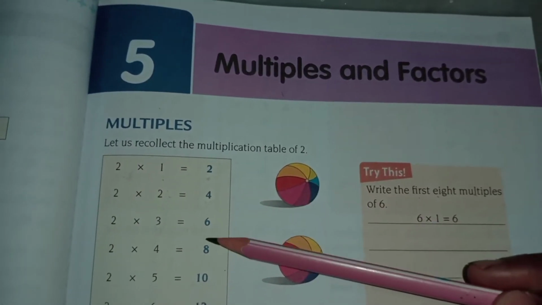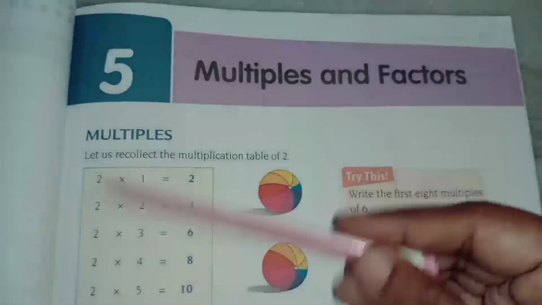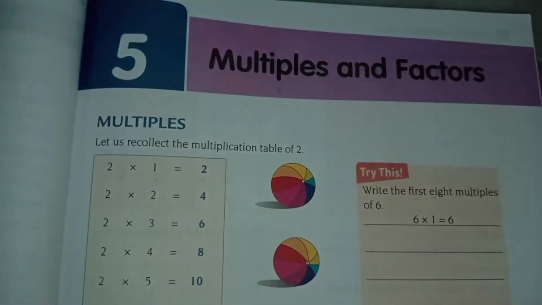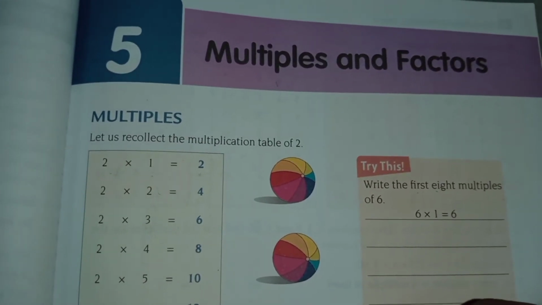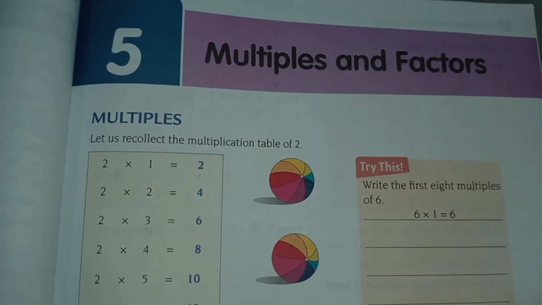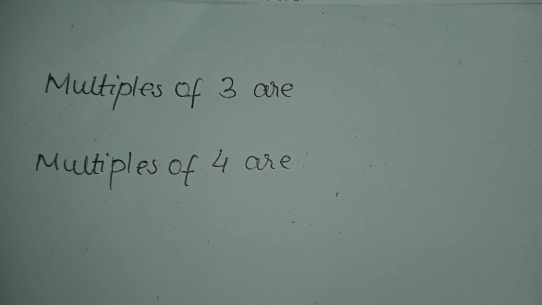So this 2 4 6 8, what are these? These are the multiples of 2. Okay, these are the multiples of what? These are the multiples of 2. Now let's see the multiples of 3.